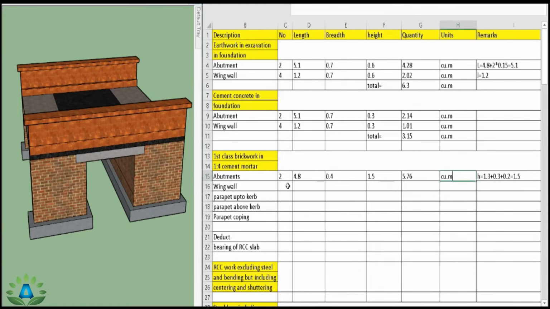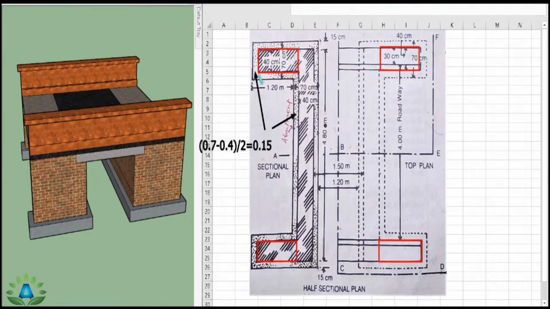Now we have 4 number of these wing walls and we have to find the length. So for this we need to calculate the length from this point up to this point, and we have this length 1.2 meter and this small length is equals to 0.7 minus 0.4 by 2, that is 0.15 from this side and 0.15 from this side. And here also we have this 70 centimeter wall and there is 40 centimeter wall, so this portion is 0.70 minus 0.40 by 2, that is 0.15 on this side and this side. So we have all these small lengths 0.15 on all these sides.